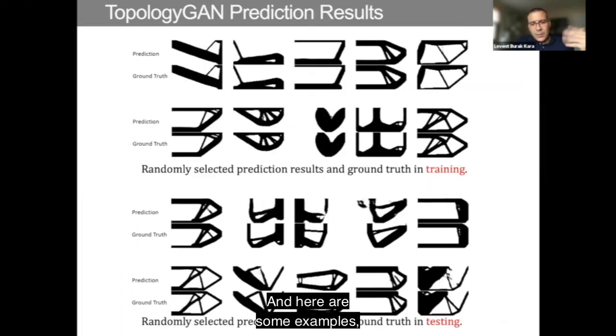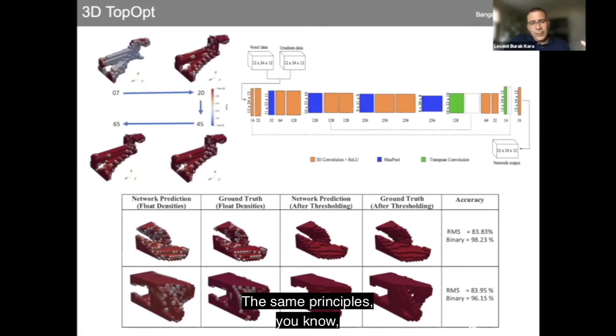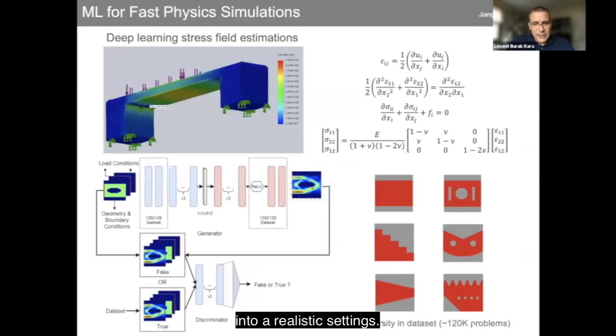And here are some further examples of how our system can do topology designs, and you can see that it is providing pretty good solutions compared to the ground truth counterparts here. The same principles, even though those examples were in 2D, extend to 3D in a very similar fashion. So the machine learning really does not pay attention to whether the data is in 2D or 3D. Very similar architectures, very similar approaches can be used to scale it up into realistic settings.